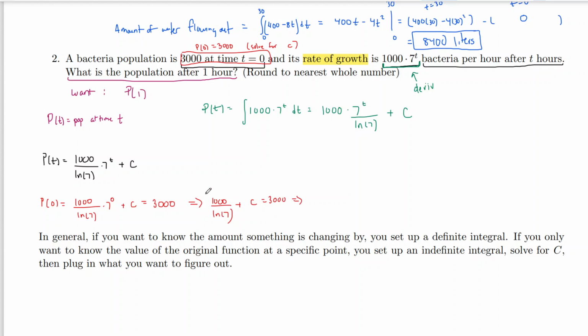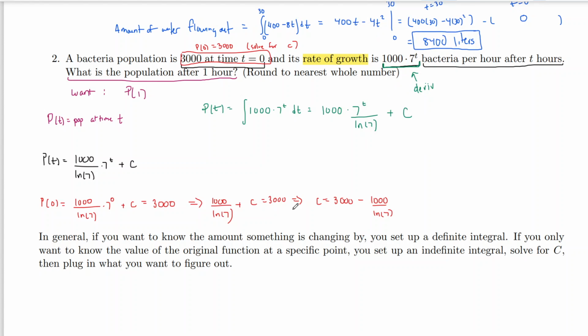And then you can subtract this number off, 1,000 over the natural log of 7, from each side, and you get c equals 3,000 minus 1,000 over the natural log of 7. Now make sure as you are working through this problem, you want to round at the end, but you don't want to round now. This would be a bad idea to type this in your calculator and round. Just leave it alone.